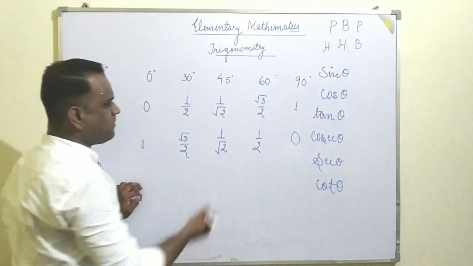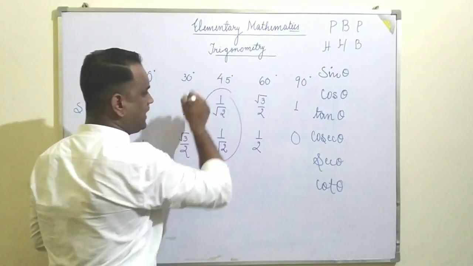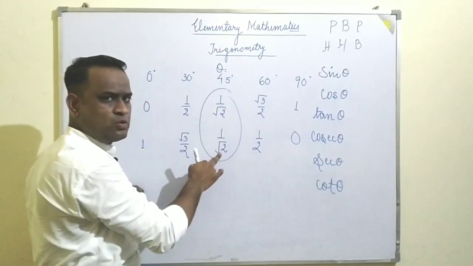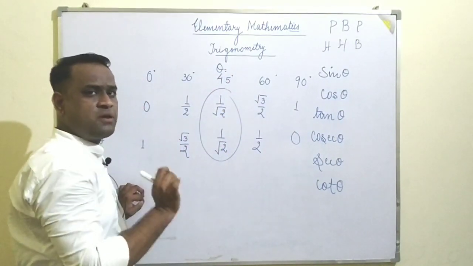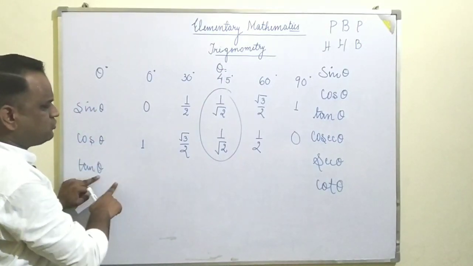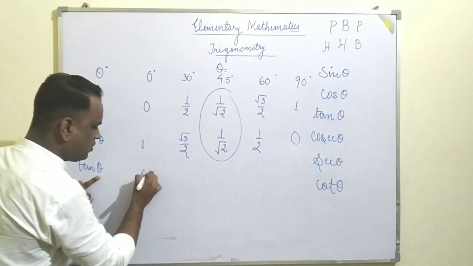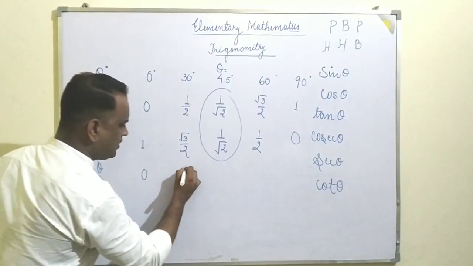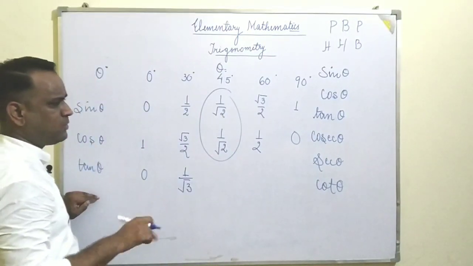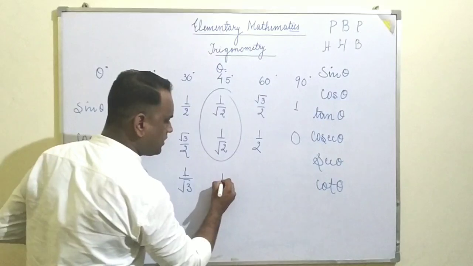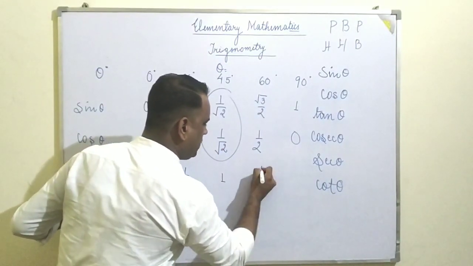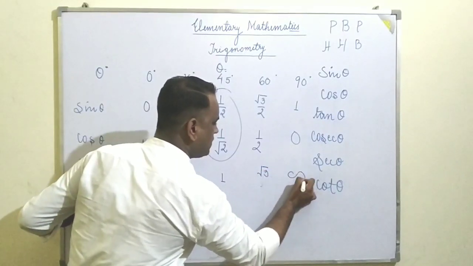From the table we observe that at theta equal to 45 degree, both sine and cosine have the same value, 1 by root 2. Now getting tan theta, sine upon cos is equal to tan theta: 0 upon 1 is 0. Here it is 1 upon root 3. Here 1 upon root 2 into 1 upon root 2 is 1. Here it will be root 3 and here it will be infinity.